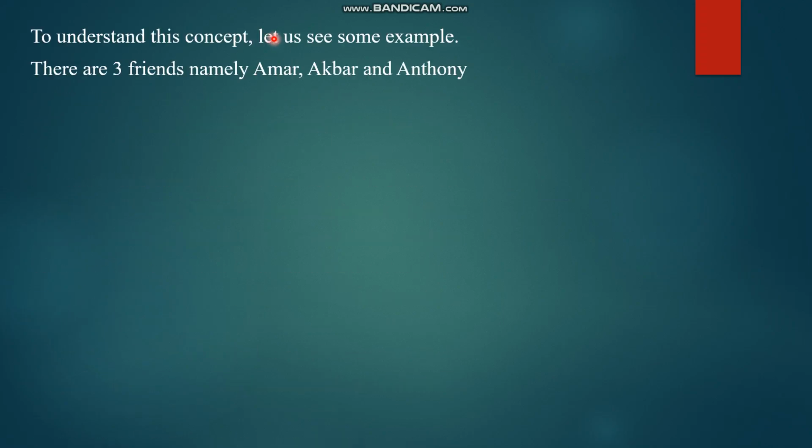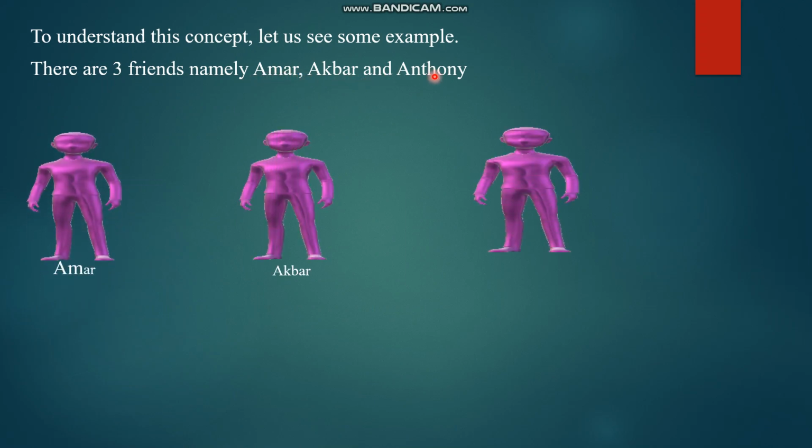Now, to understand this, let's see some examples. Let me take a simple example first. Let us think that there are three friends. We can name them Amar, Akbar and Anthony. Now, what is reflexive? As I told you earlier, reflexive has only one element. So, Amar must be related to Amar.